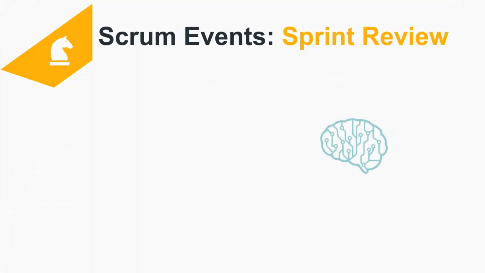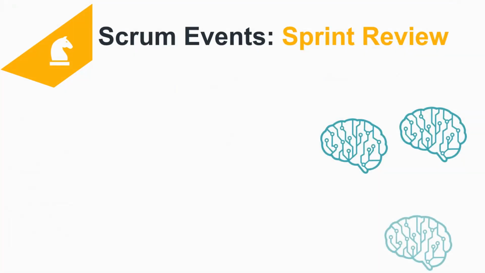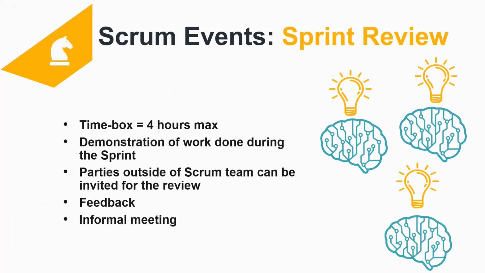Sprint review. This event is limited to 4 hours, given that the sprint is 1 month. During this session, the Scrum team invites all the stakeholders of the project and demonstrates everything that was done during the sprint. This is the time when all the parties can provide feedback about the work of the Scrum team. Also, the entire group can collaborate on what to do next.